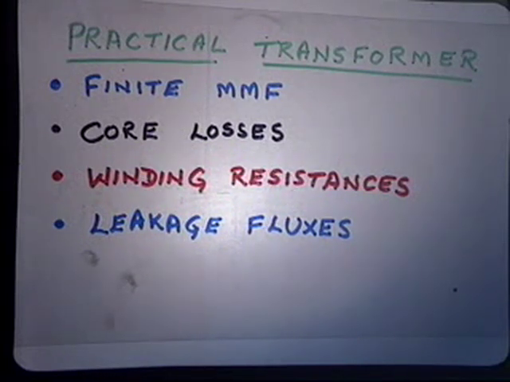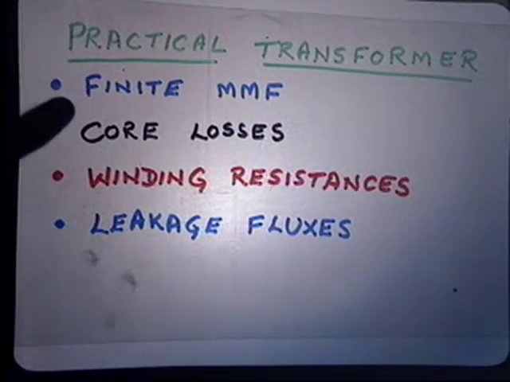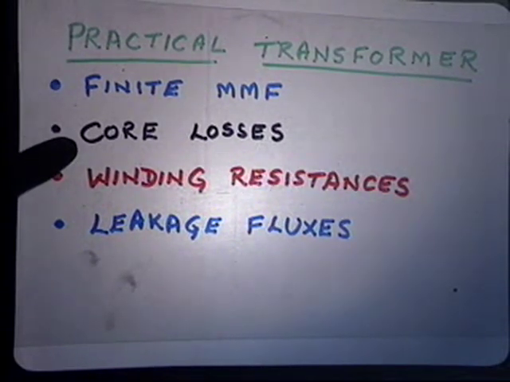That means the core is of finite permeability, so it requires a finite MMF. It is not zero MMF, as we had assumed. Next, there are losses in the core, like hysteresis and eddy current losses, which we neglected in an ideal transformer. So there are core losses here.